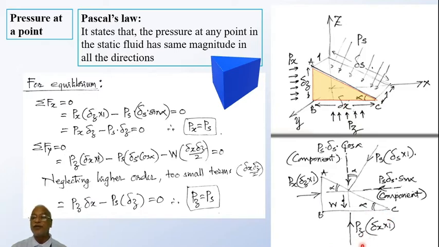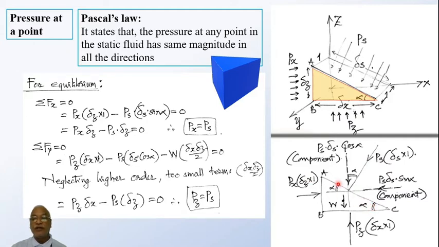Because of that, the force becomes pz multiplied by delta x into 1. And then on this inclined face, the pressure intensity is ps, say, and multiplied by the area gives you the force. Now this force is along x direction, this force is along y direction, and this is an inclined force with an angle alpha at this particular point.